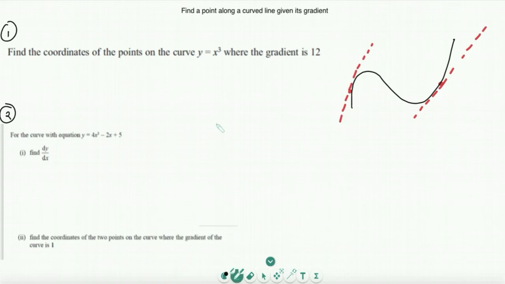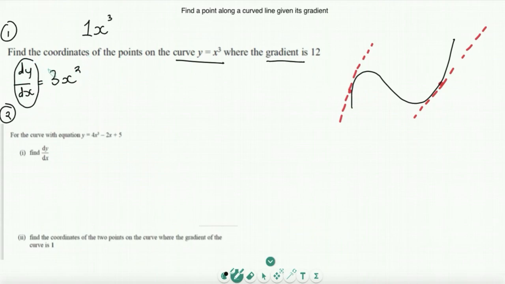So how do we do this? Just like before, if you ever have a curved line and there's a question referring to gradients, your first step should be to differentiate. So dy over dx equals, let's differentiate x cubed. X cubed means 1x cubed. 1 times 3 is 3x. Subtract 1 from the indices. 3 minus 1 is 2. Next, we can replace the phrase dy over dx with the word gradient. So the gradient is equal to 3x squared.